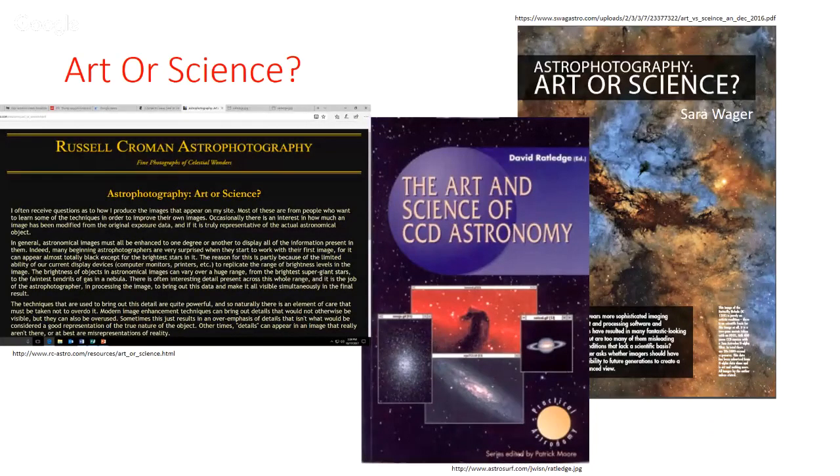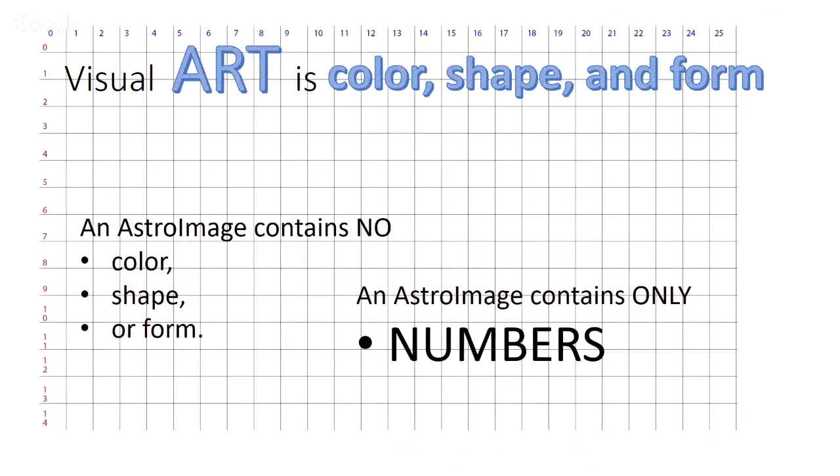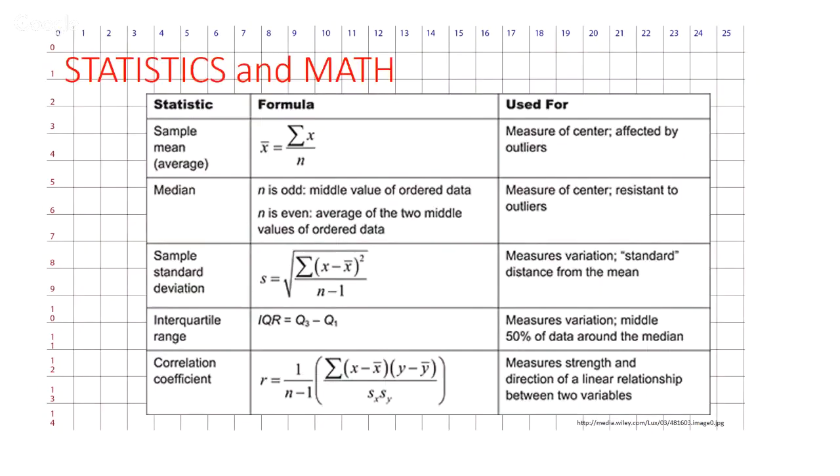And frankly, it's neither art nor science. Visual art, for instance, is color, shape, and form, and actually an astro image contains no color or shape or form even. It only contains a bunch of numbers, and that's pretty important to know because it's manipulating those numbers that gives us everything else we want. And manipulation of numbers is called statistics. Not exactly mathematics. It's a sub-branch of mathematics, perhaps, which tries to get some meaning out of the mathematics.